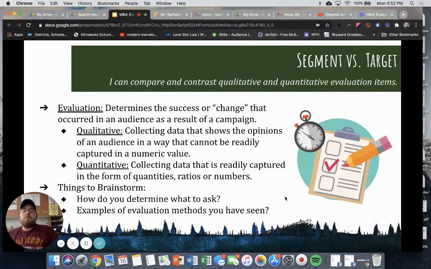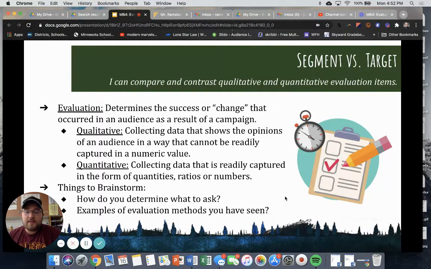But we've talked a little bit about how a communication campaign works. And now we've segmented and we've targeted our audiences. We have that segment versus target thing up at the top, but now it's time to evaluate: did we really reach that targeted audience? Okay.